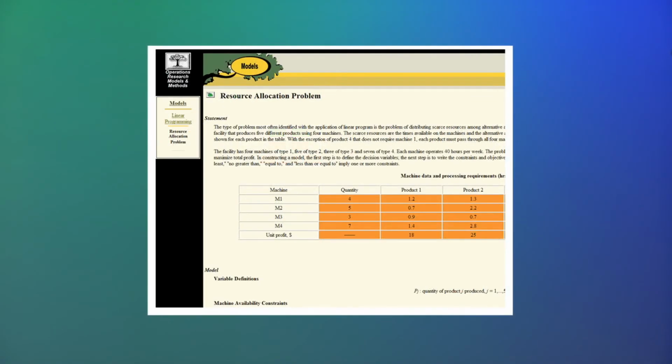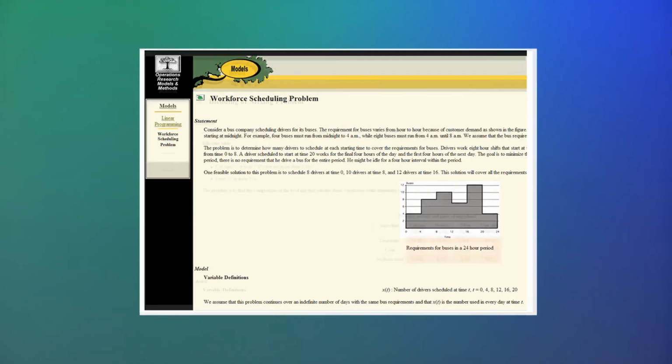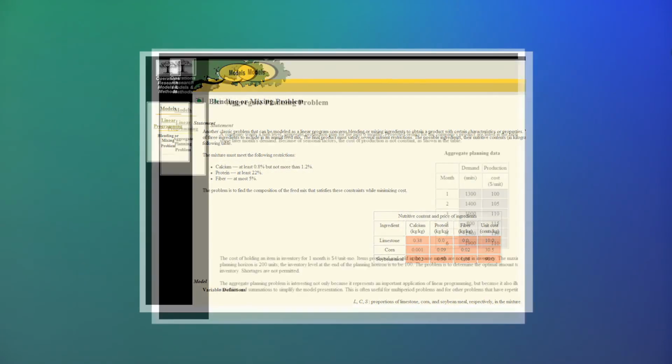If you also want to further explore linear programming in the classroom, you could work on other prototype examples such as product mix, resource allocation, workforce scheduling, blending or mixing problems, and aggregate planning. In the additional online resources section, we provided some useful links to those prototype problems.